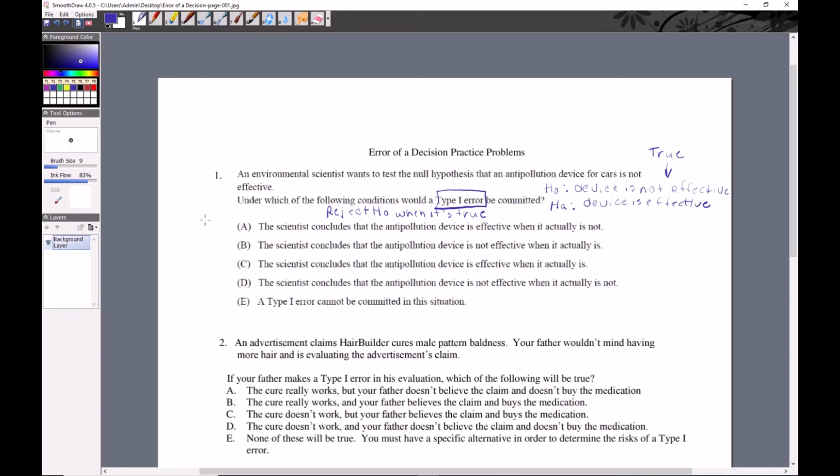I took off that A. All right, so we reject H0 when it's true. So that essentially means that it is not effective, but we think it is.